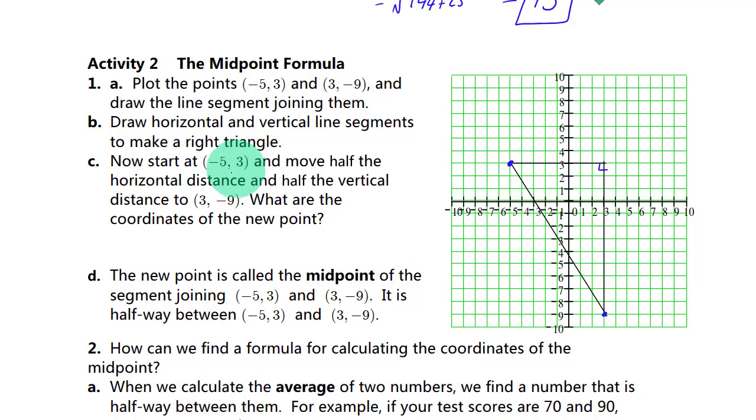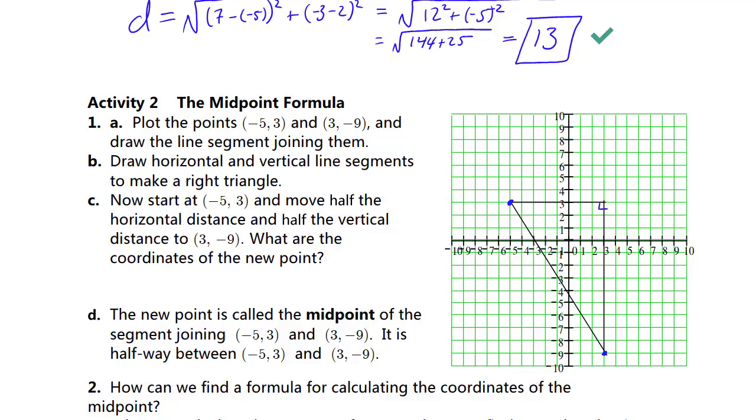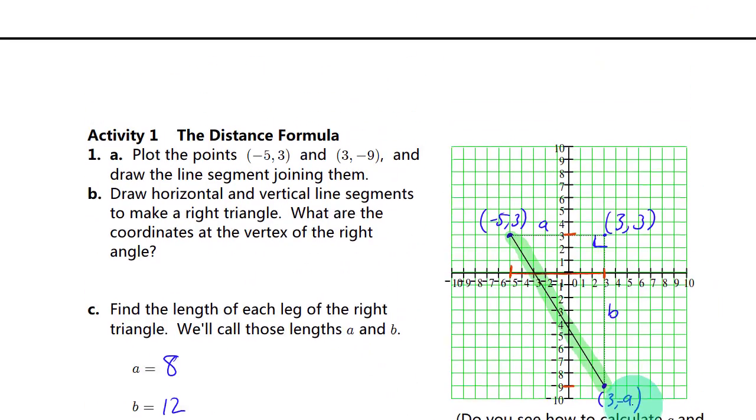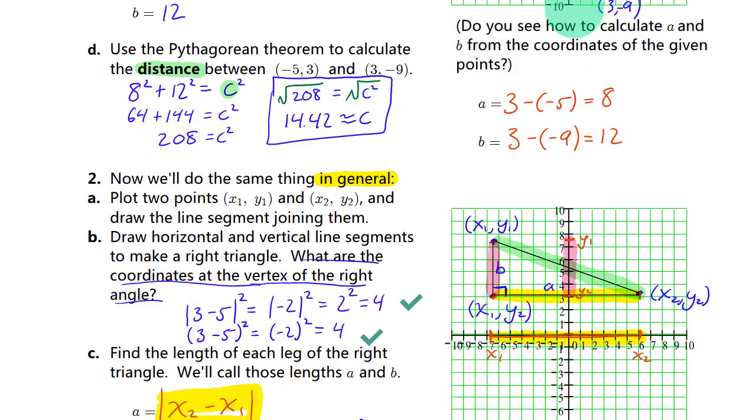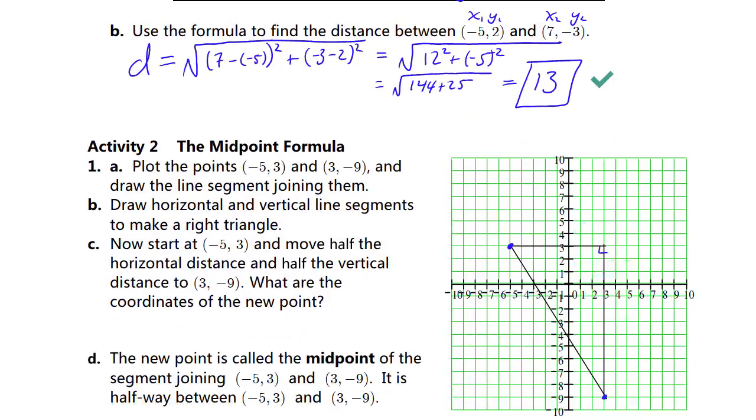Now start at -5, 3 and move half the horizontal distance and half the vertical distance to 3, -9. So let's see what we mean by that. These are the same points as before. From activity 1, we know that the horizontal distance is 8, but you could also just subtract to get that. 3 minus -5 is 8. So half the horizontal distance is half of 8, which is 4. So we're going to go 4 units this way.